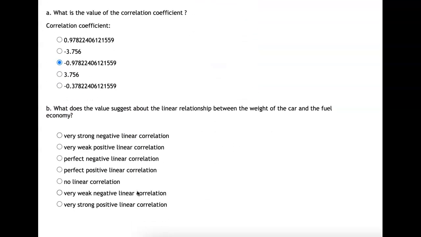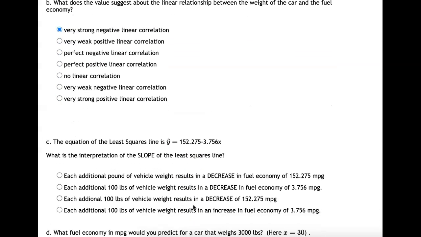And then this says, what does the value suggest about the linear relationship between the weight of the car and the fuel economy? So we're going to say if it's close to +1 or -1, it's a very strong relationship. So we're going to say very strong. So it'd be either the first choice or the last choice. And then we've already talked that it's going to be a negative correlation. So in this case, we would say A. If it was trending upwards, we'd say it's a positive correlation.